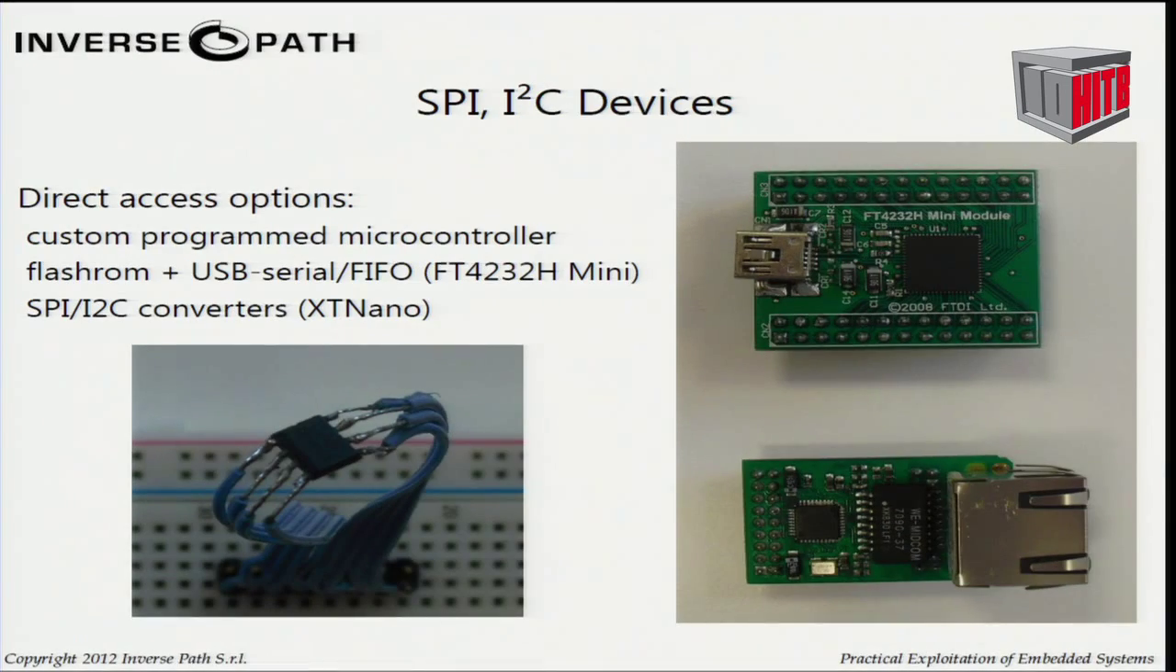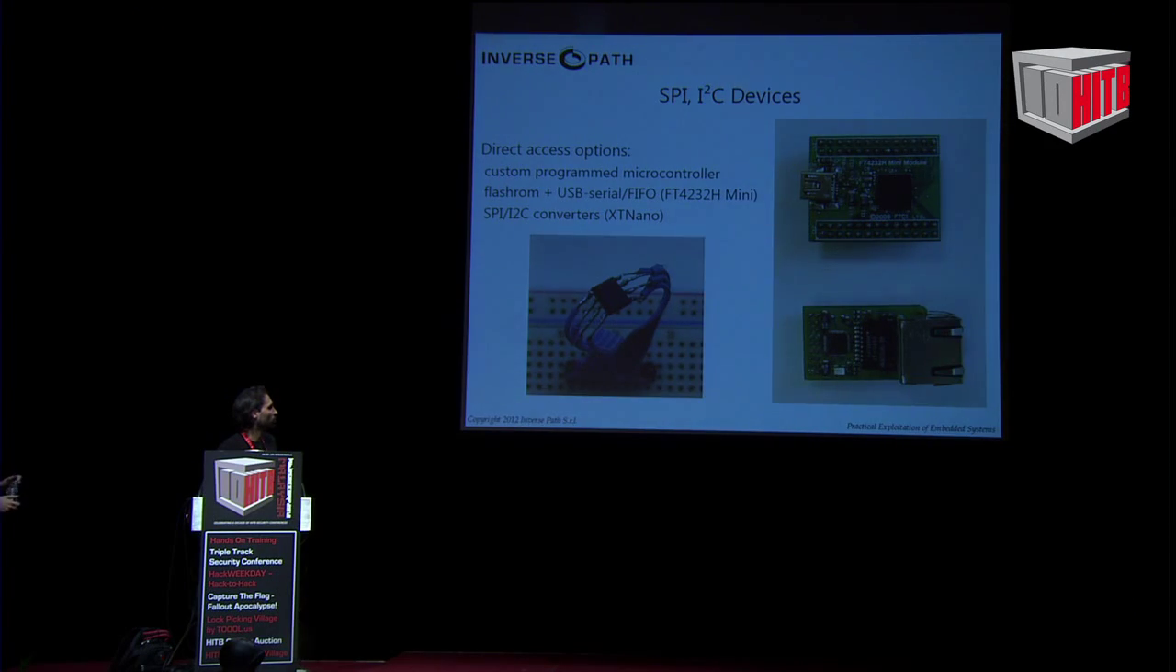And you have various solutions here in order to read the data from the memory. You can use a custom programmed microcontroller. We have an example here. I'm not going to show it to be quick. Using microcontrollers, it's quite easy to make a bridge between the SPI interface of the memory and modules like the XT Nano, for instance. So you can send the data from the SPI channel of the memory to a TCP/IP stream, or you can use tools like Flashrom. Flashrom is compatible with the FTDI module, or you can use other SPI converters like the XT Nano.